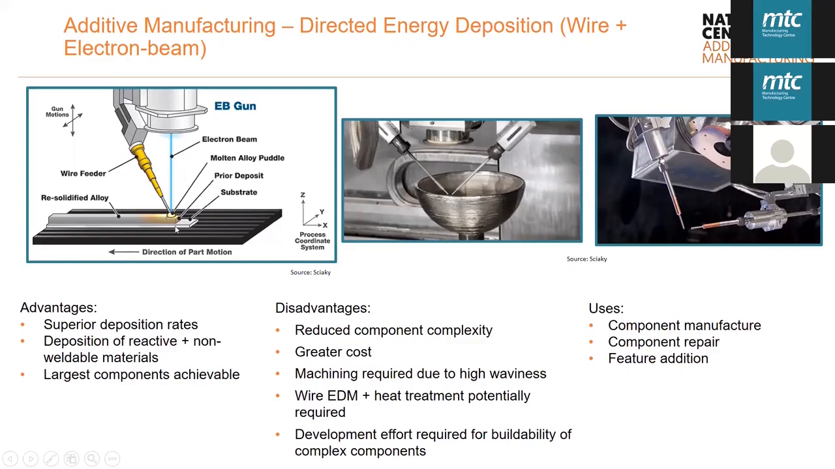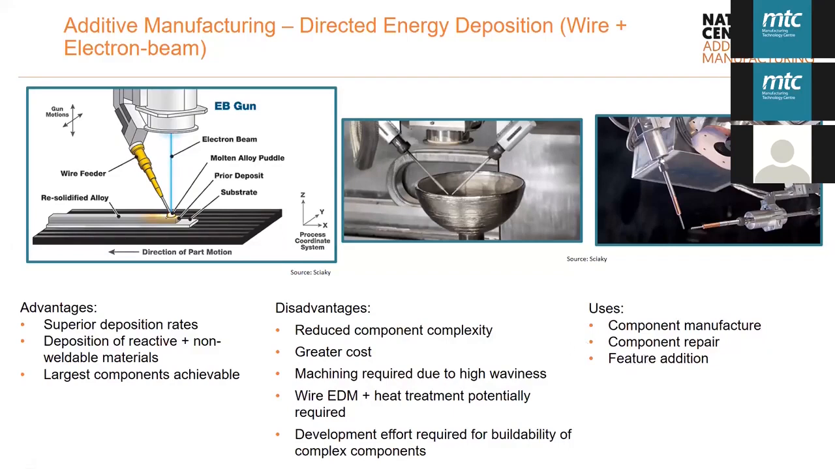The main drawbacks and disadvantages are greater cost. You have to conduct everything within a vacuum, so the cell itself needs to be vacuumed out, which can incur quite a substantial amount of cost every time you process. But most of the other disadvantages mirror all the other DED systems, where you'll most likely need to wire EDM, the development effort for building complex components, and reduced complexity in some cases. Use cases, again: component manufacture, component repair and feature addition, mirroring some of the other DED processes.